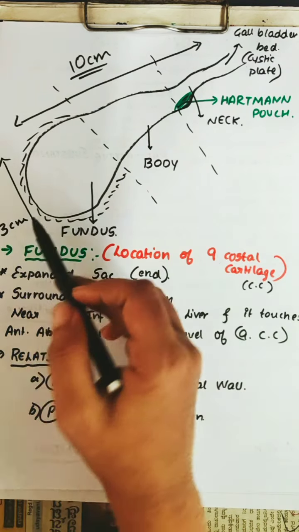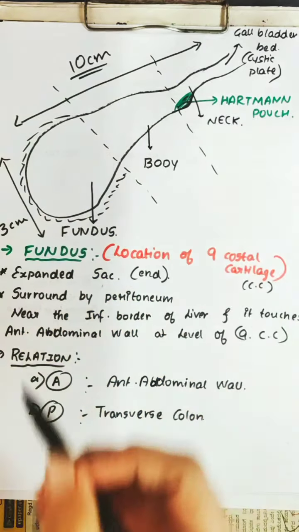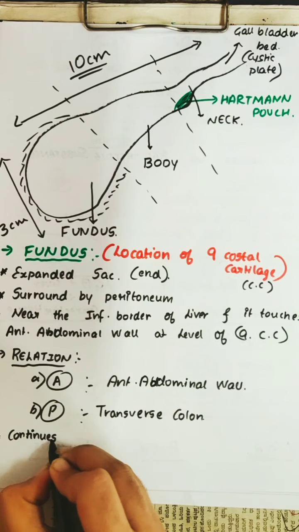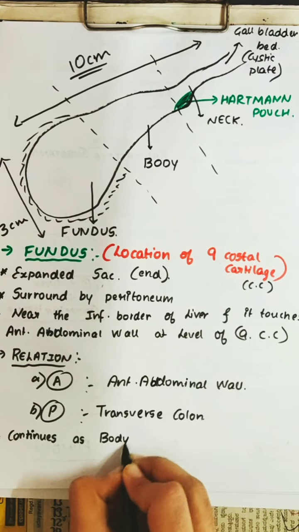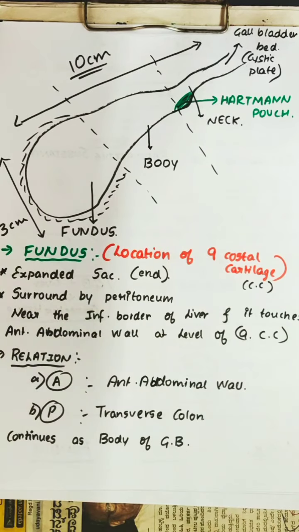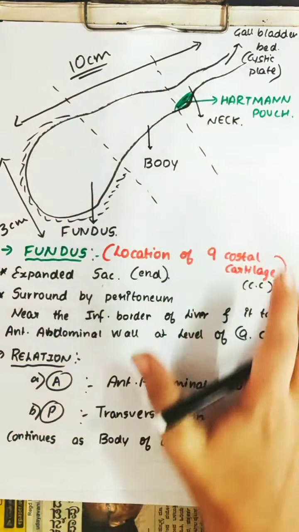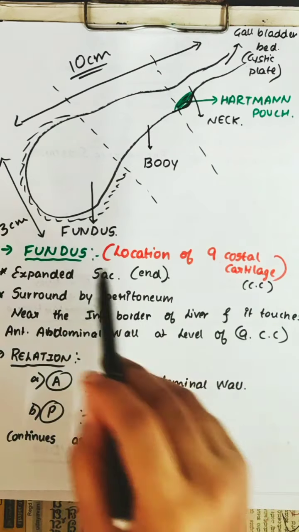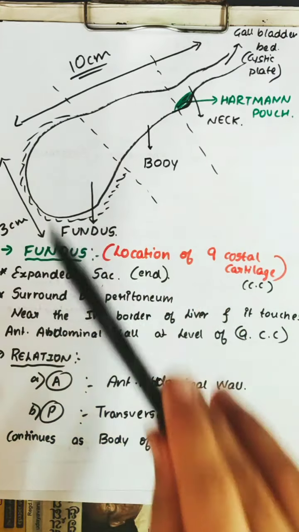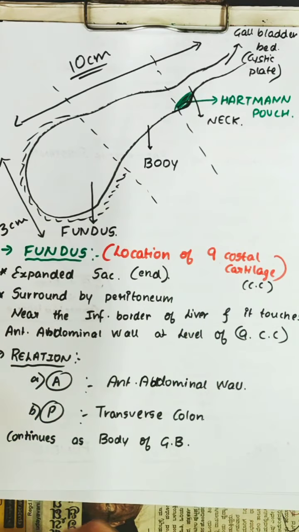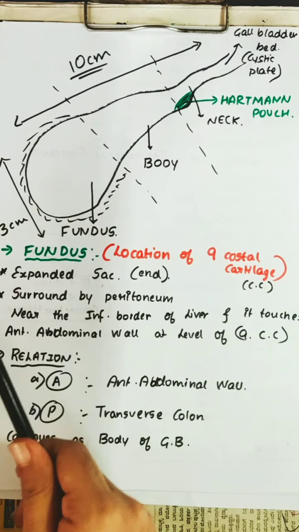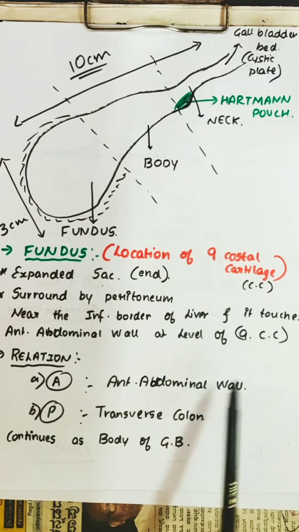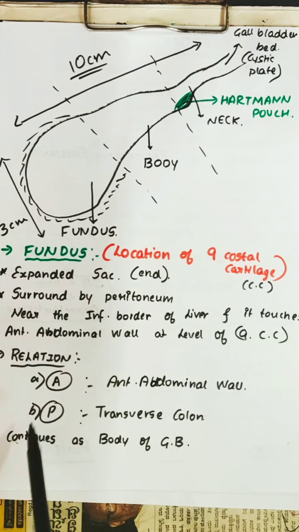So this fundus then continues as the body of the gallbladder. So we studied in detail about the fundus, the location at the ninth costal cartilage, and the clinical importance. Remember this: an expanded sac found at the end of the gallbladder, surrounded by the peritoneum. It is found at the inferior border of the liver, touches the anterior abdominal wall at the level of the ninth costal cartilage, and its relations are anteriorly the anterior abdominal wall and posteriorly the transverse colon.